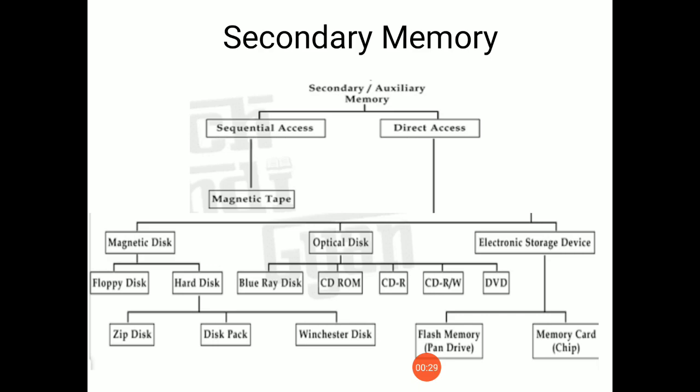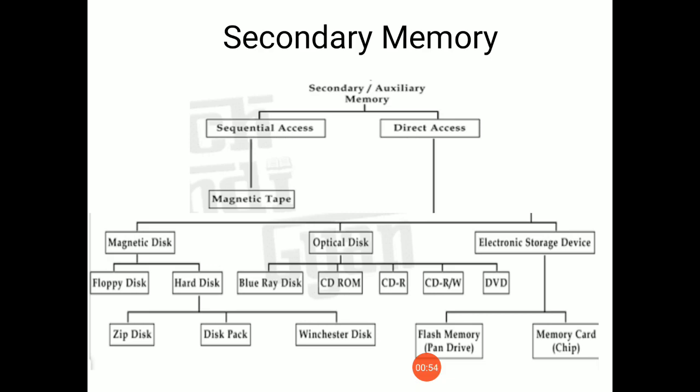It is also used for carrying data from one computer to another. Secondary memory is not directly accessible to the CPU. It is usually slower for read or write, cheaper, and used for larger storage capacity.